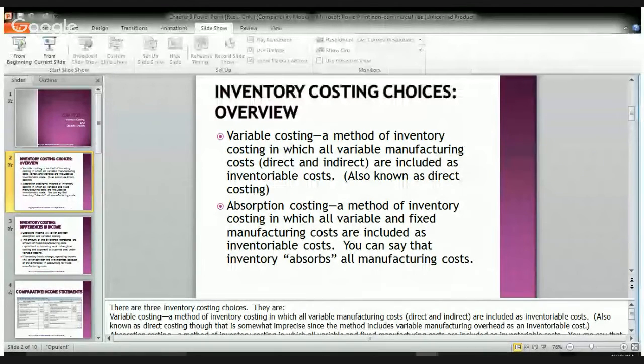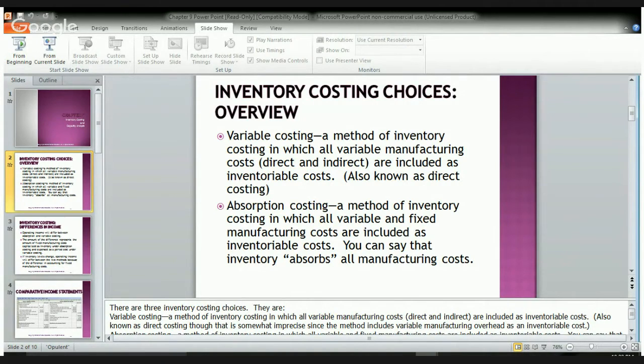Hello class, and today what we're going to do is chapter 9, which is inventory costing and capacity analysis, but in reality all we're going to be doing is talking about inventory costing today. Now, there's two types of costing that we are going to be dealing with in this chapter.